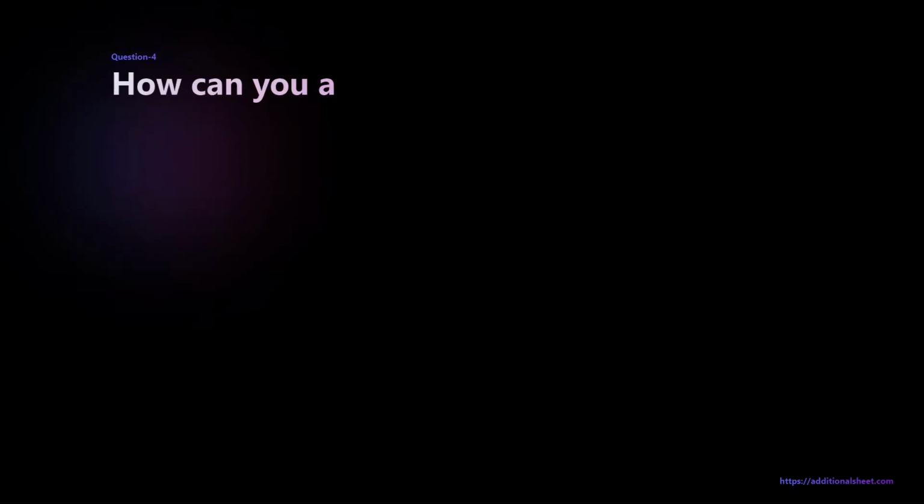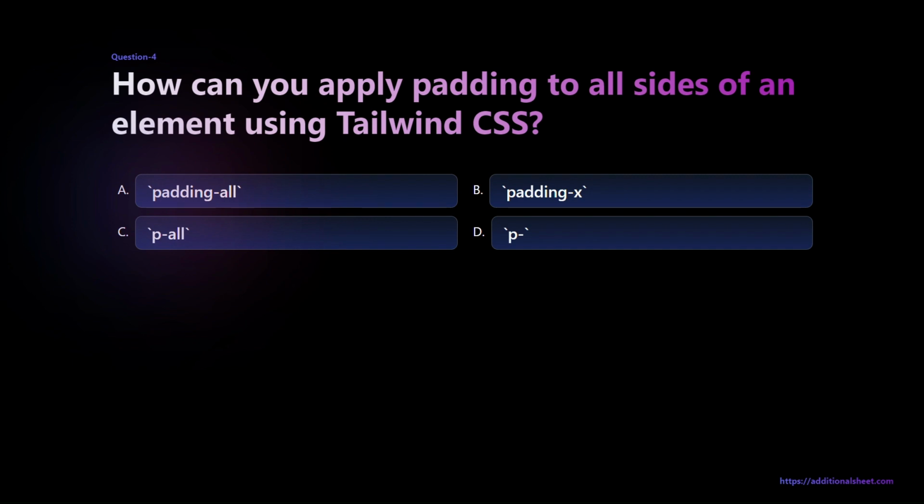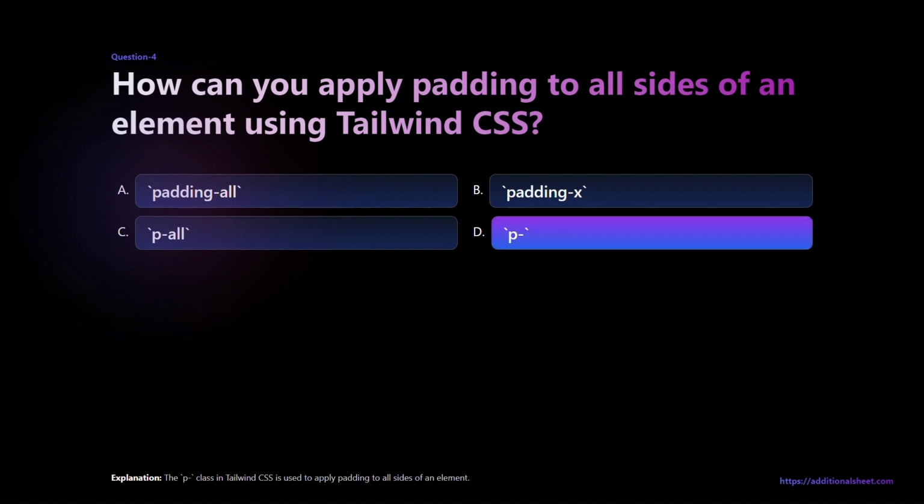How can you apply padding to all sides of an element using Tailwind CSS? Option A, padding-all. Option B, padding-x. Option C, p-all. Option D, p. The correct answer is option D, p.